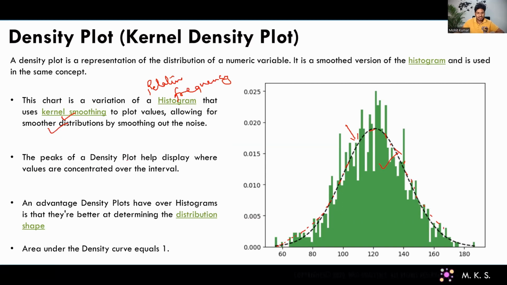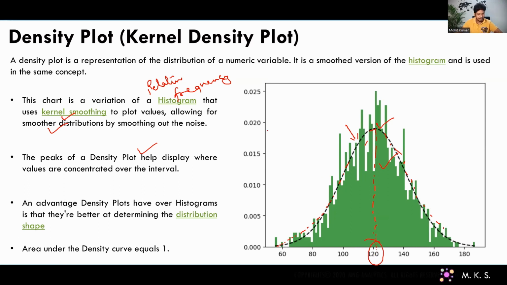Now the peaks of the density plot, wherever they lie, will display where the values are concentrated. This is the same interpretation we have from a histogram as well. Wherever we have the peak in our histogram, it means most of the values are lying over there, right? Or the values are concentrated over there. Similarly, wherever you find the peak, like in this particular case, this is the peak. So the majority of the values are concentrated around this 120 value in our data set, right?